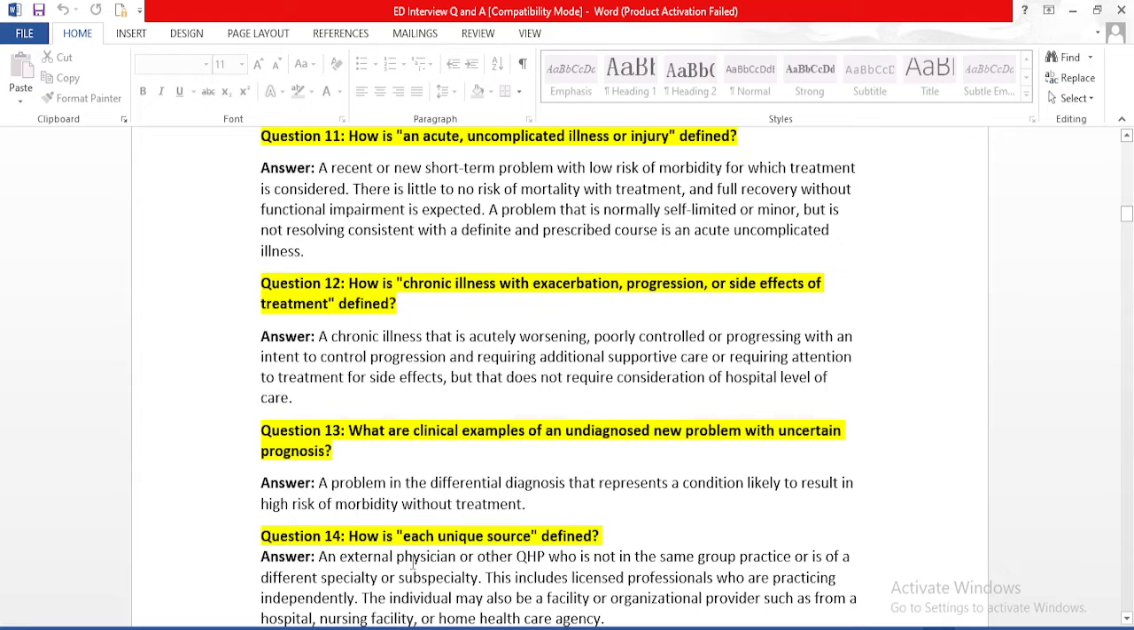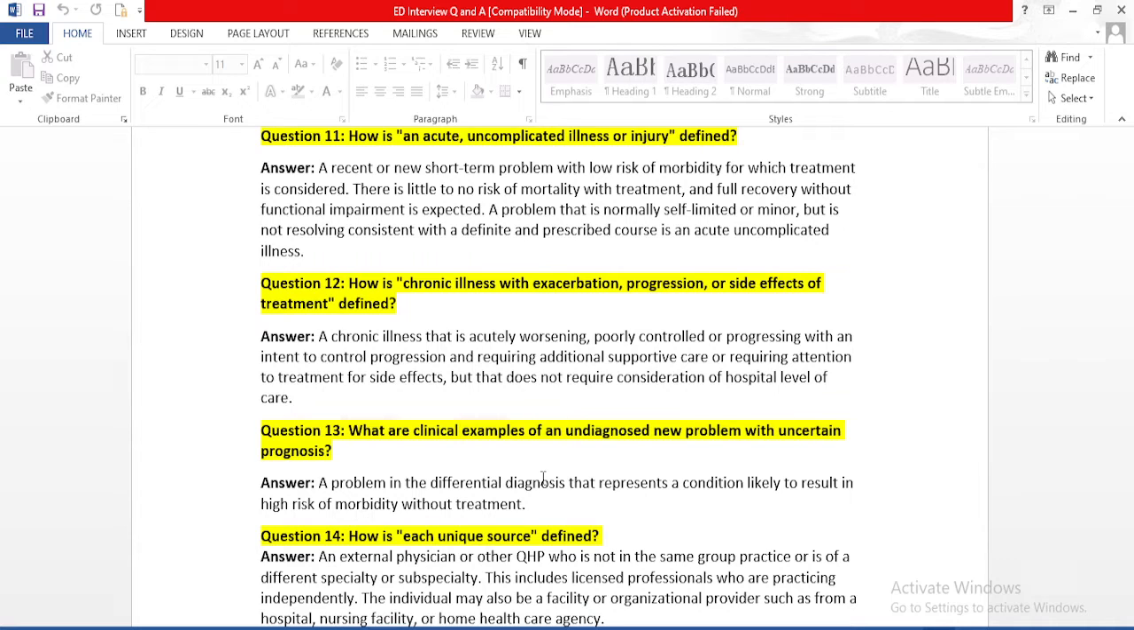Next question. How is an acute uncomplicated illness or injury defined? A recent or new short-term problem with low risk of morbidity for which treatment is considered. So what is meant by morbidity? It is suffering from the disease or disorders.